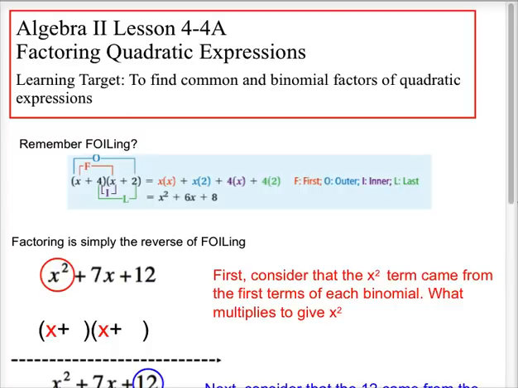Now it's just re-remembering how to go about doing this for all these different factoring scenarios. The biggest thing I want you to remember is factoring is the reverse of foiling. If you remember foiling, first, outside, inside, last, when you're multiplying two binomials together, factoring is simply the opposite of that. It's the reverse of that, to put things back into their little parenthesis form.